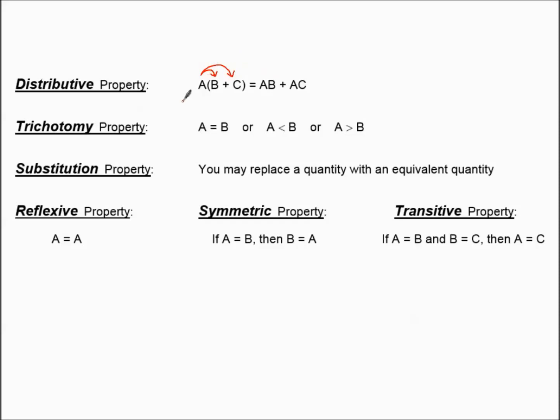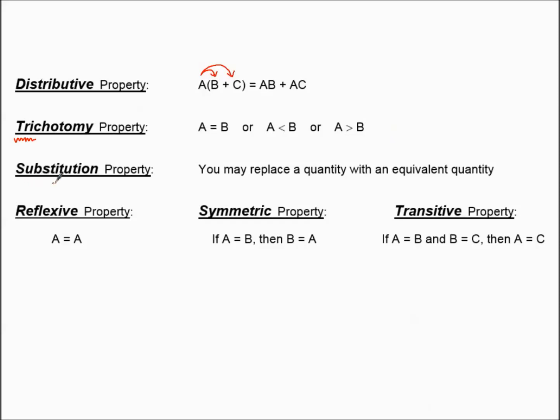That's fine. The trichotomy property, tri means 3, so there's 3 things going on here. If you're comparing two numbers, either they're going to be equal to each other, one of them is less than the other, or one of them is greater than the other. Seems pretty simple, but that property has a name, and it's called the trichotomy property.